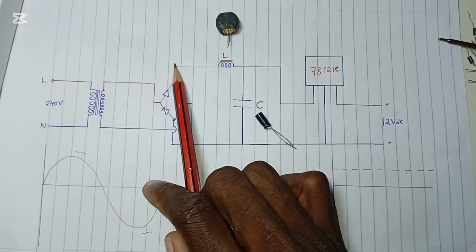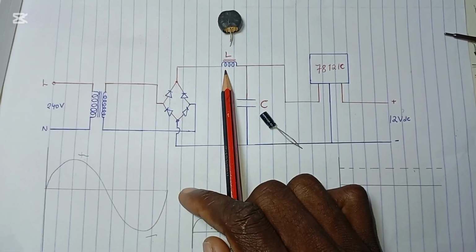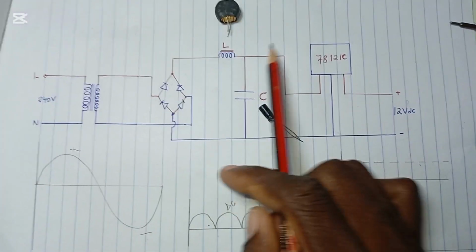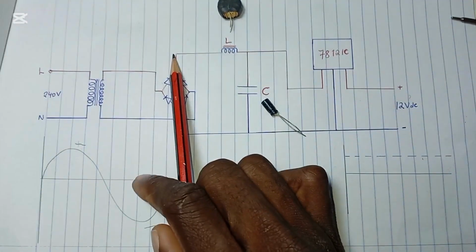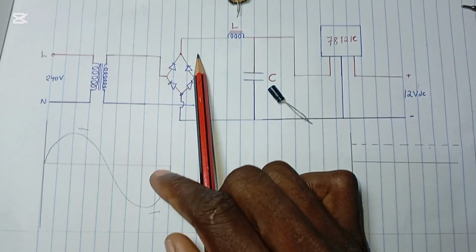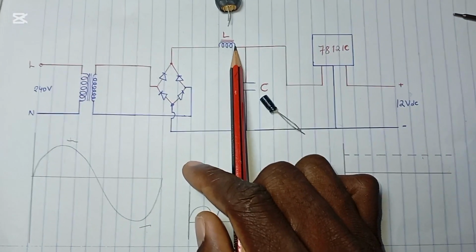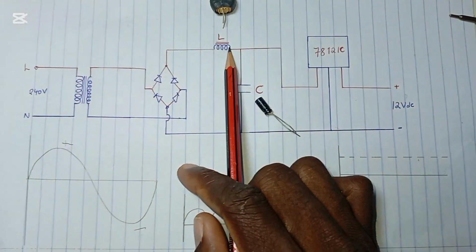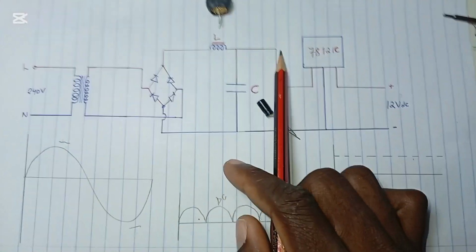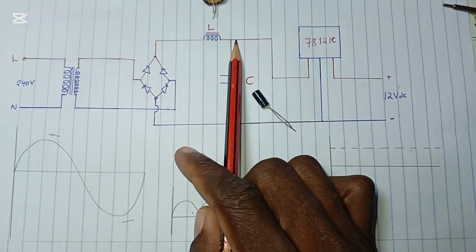The rectified voltage will come to the inductor. The inductor offers very high reactance to AC signal, but low to DC signal. So when this DC reaches here, all the AC components which have been in that DC will be blocked by this inductor. So the inductor will block all those AC components, and it only allows DC to pass through.